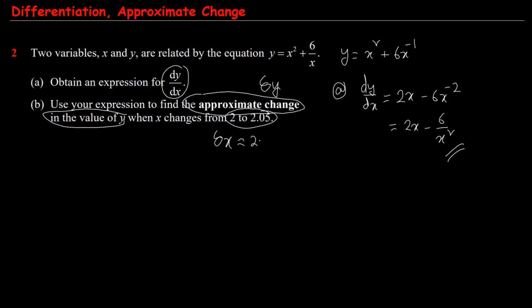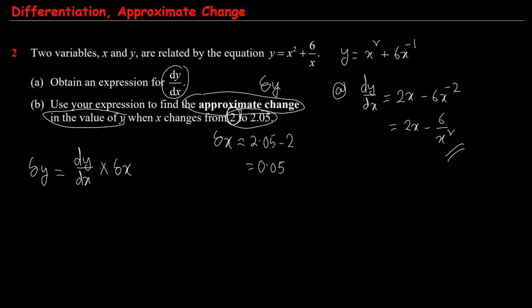Which you can find out: 2.05 minus 2 is 0.05. So similarly, you can write our formula right now, which is delta y. The question is the approximate change in y, meaning delta y. You can write the expression, which is dy by dx into delta x. So dy by dx at the starting value, which is 2, we need to apply here.